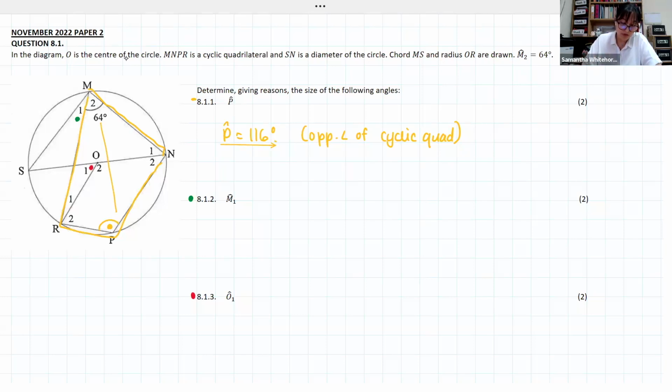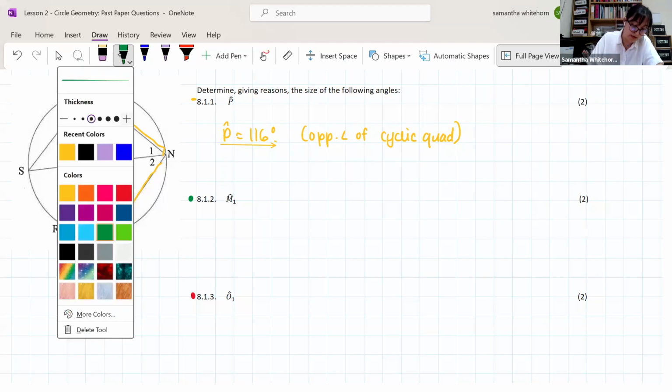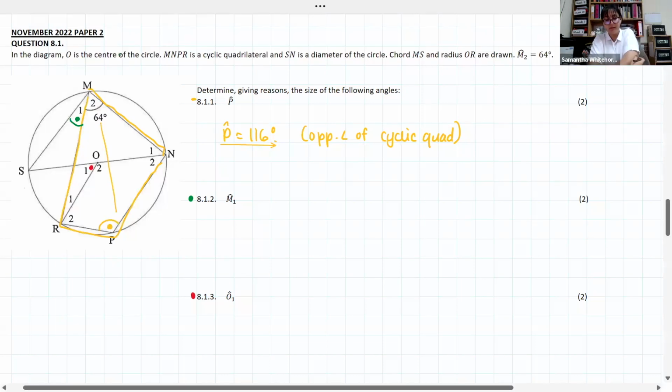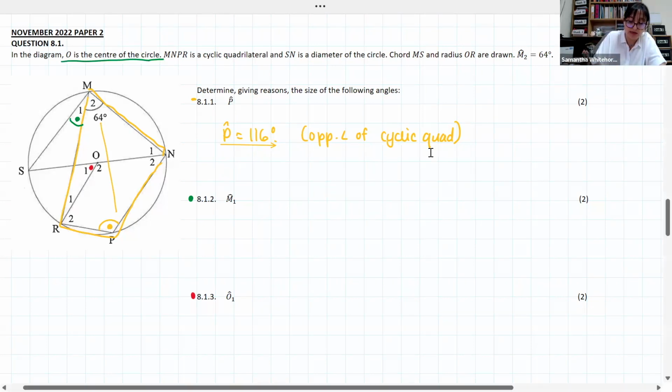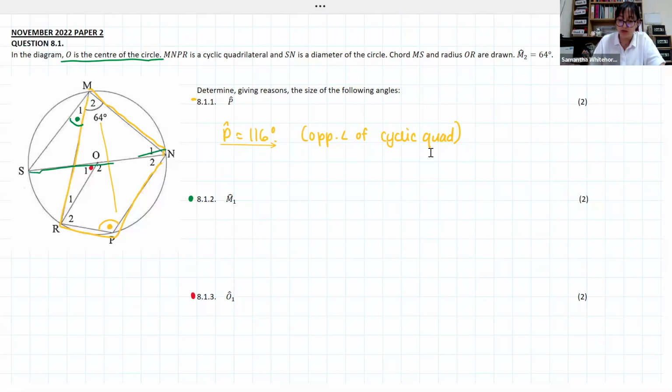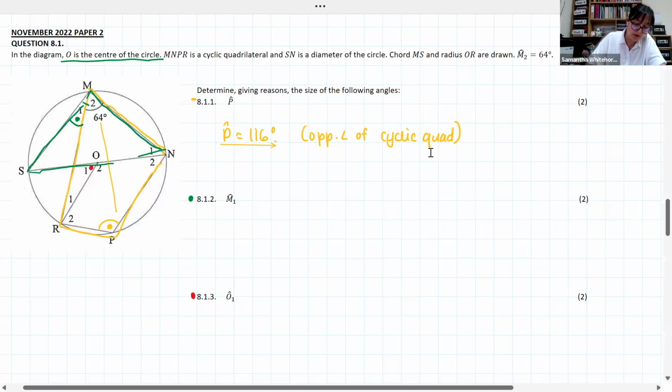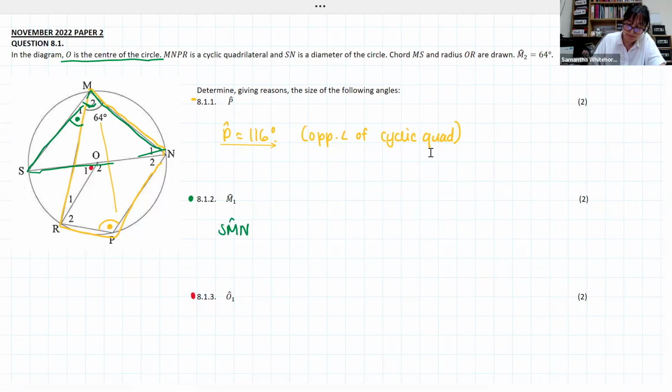Second angle we were asked for is angle M1. So again, it's the angle that I indicated in green. Angle M1 is part of angle M, the whole angle M. Now, remember, we were told that O is the center of the circle, which means that this line SON going through the center of my circle is a diameter. And we know that angles subtended by diameters are 90 degrees. So that whole angle M, so SMN, the whole thing, is equal to 90.